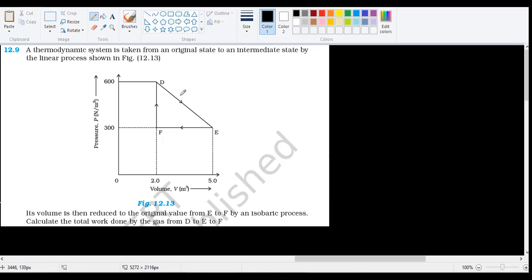Then they say its volume is reduced to the original value, which means this is your original, your starting point. From here you go to E, and then from E you do an isobaric process. Isobaric means pressure is constant, and you are reducing the volume. Calculate the total work done by the gas from D to E to F.